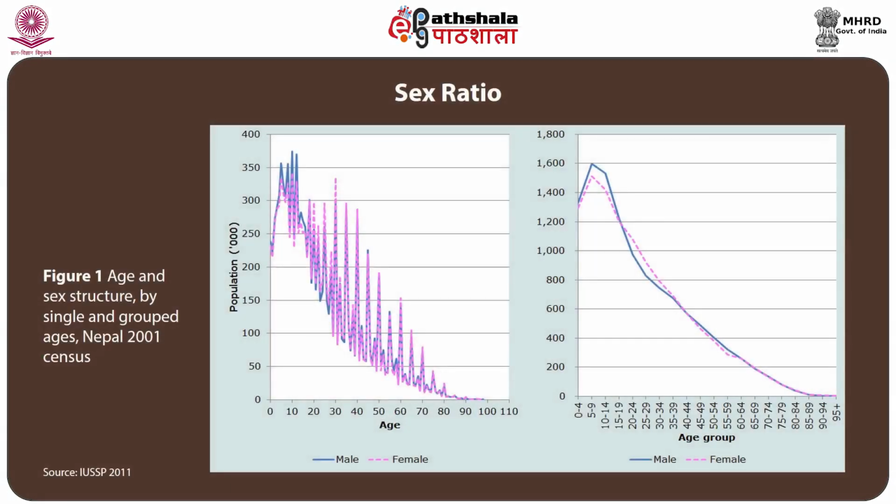Let us look at some of the data available on the sex distribution of the population from other countries. Here data from the 2001 census of Nepal is depicted. What does it indicate? It gives information on the distribution of male and female by ages in Nepal according to the 2001 census.